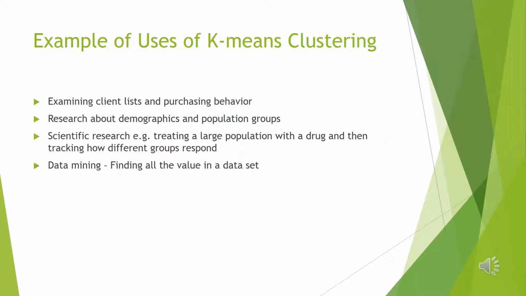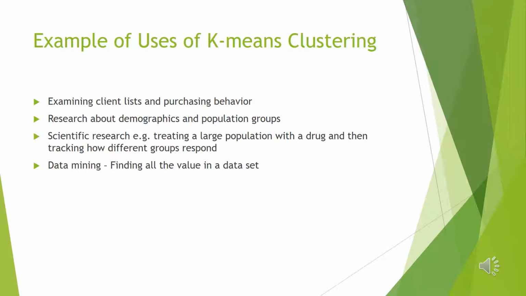Here are some examples of things you might be able to use k-means clustering for. We've already seen a couple of examples of examining client lists and tracking purchase behavior. If you were to look at 5,000 or 10,000 records and wanted to divide them into groups based on their purchasing behavior, you can do that with k-means clustering. But you can also use it to conduct research about demographics and population groups, and how they differ on certain parameters, maybe even counties. There are something like 3,000 counties in the United States. If you wanted to look at the different demographics of those counties and group them together based on certain factors, that could be done with k-means clustering as well.